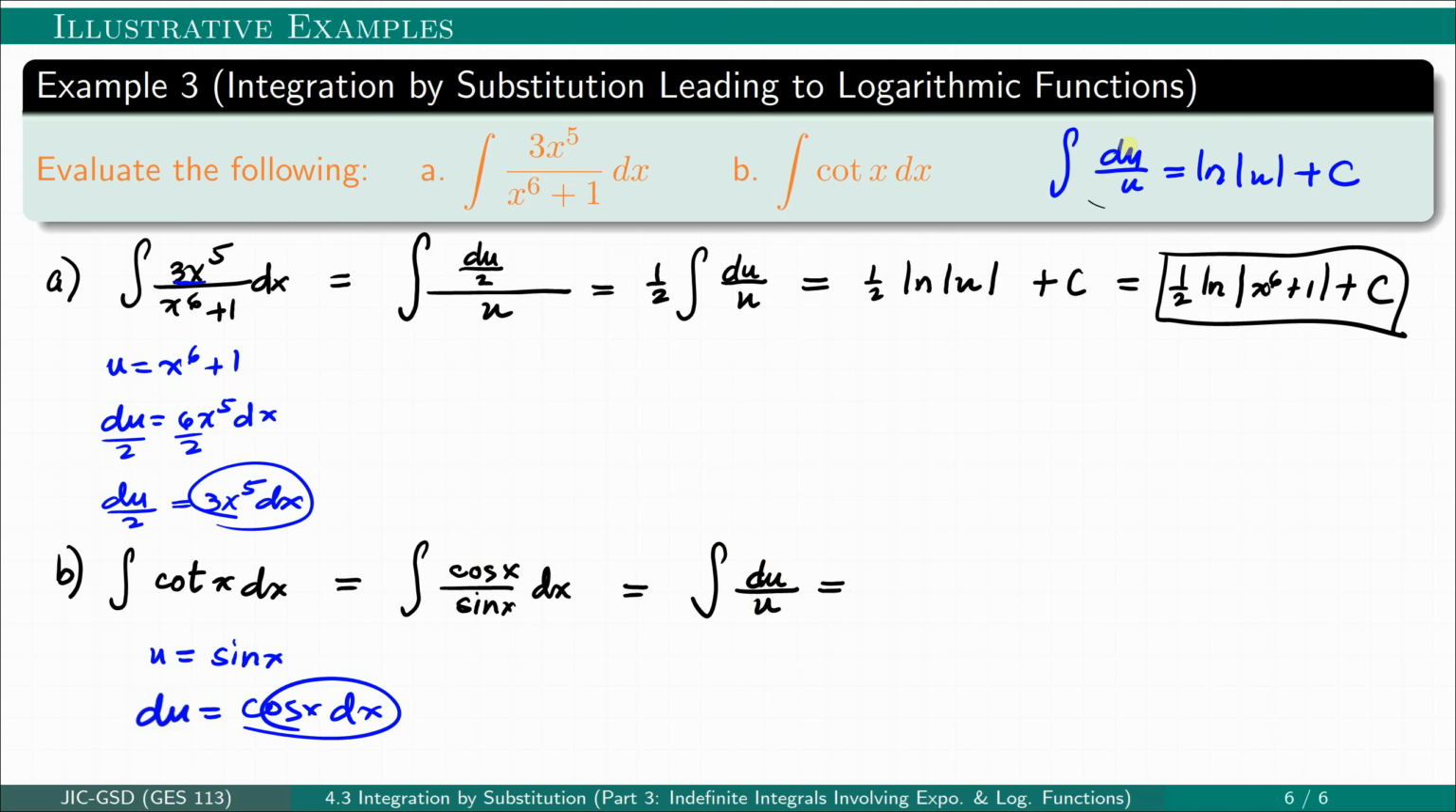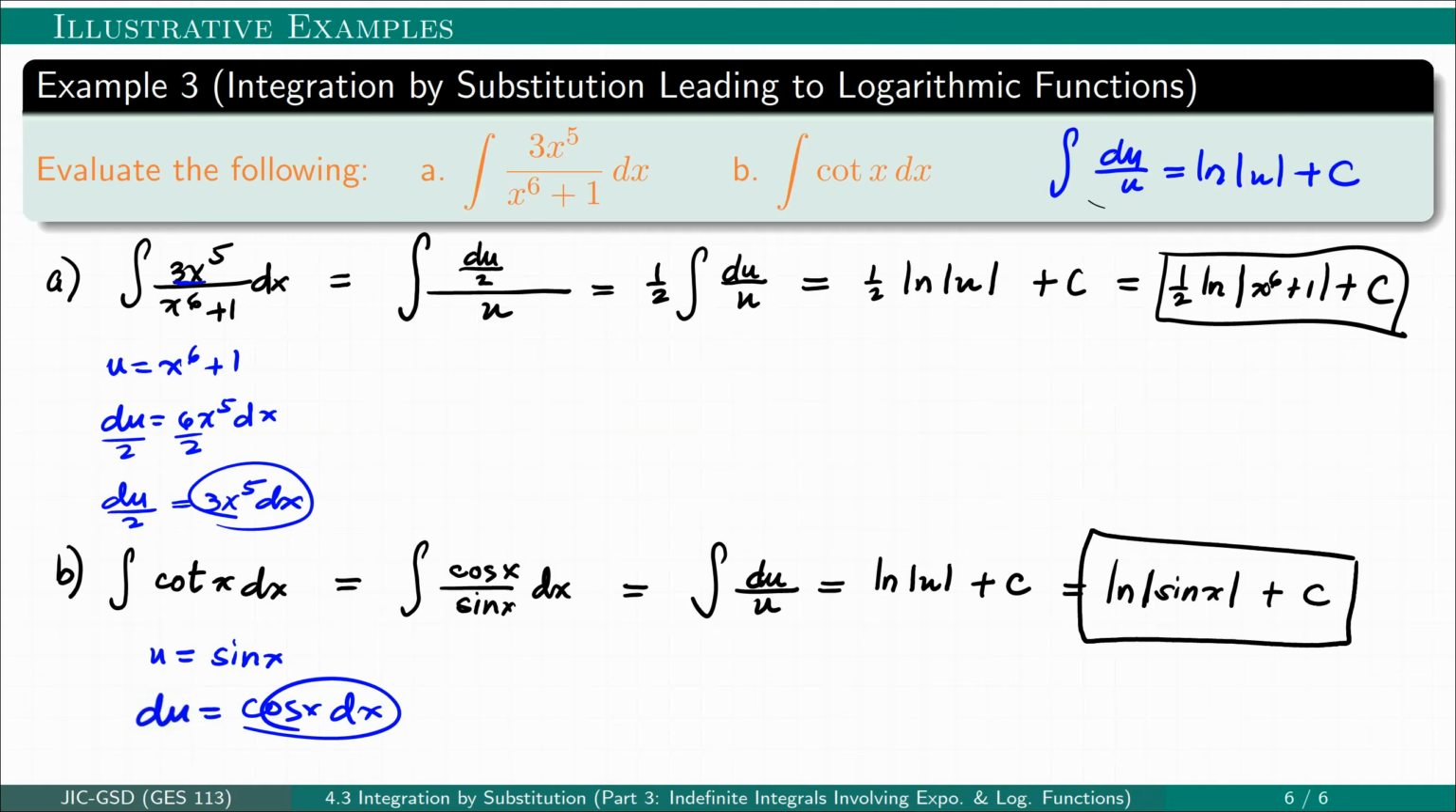And again, using this rule, you will have ln of the absolute value of u plus c. Now replacing the u, which is sine x, and attaching the c, that will give us the final answer.